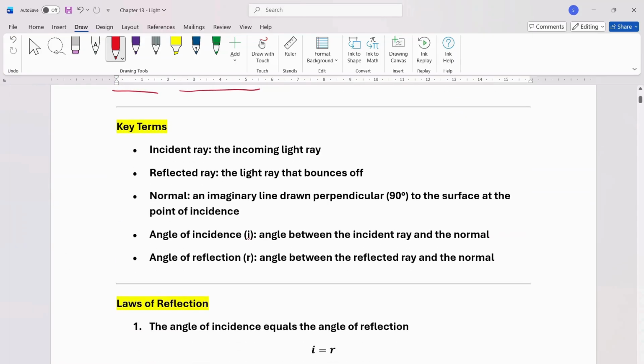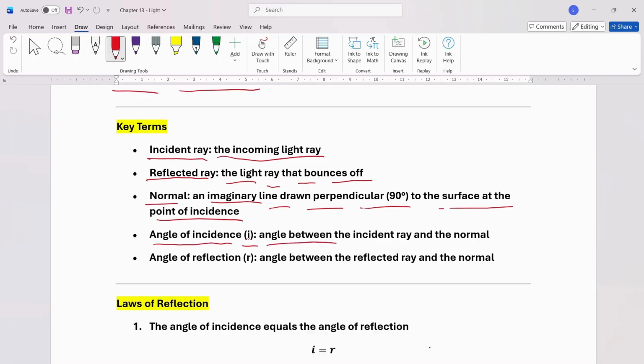Some key terms that we must know at this stage. What is incident ray? It is the incoming light ray. Reflected ray is the light ray that bounces off. Normal is an imaginary line drawn perpendicular to the surface at the point of incidence. Angle of incidence is I, the angle between the incident ray and the normal. Angle of reflection is the angle between the reflected ray and the normal.